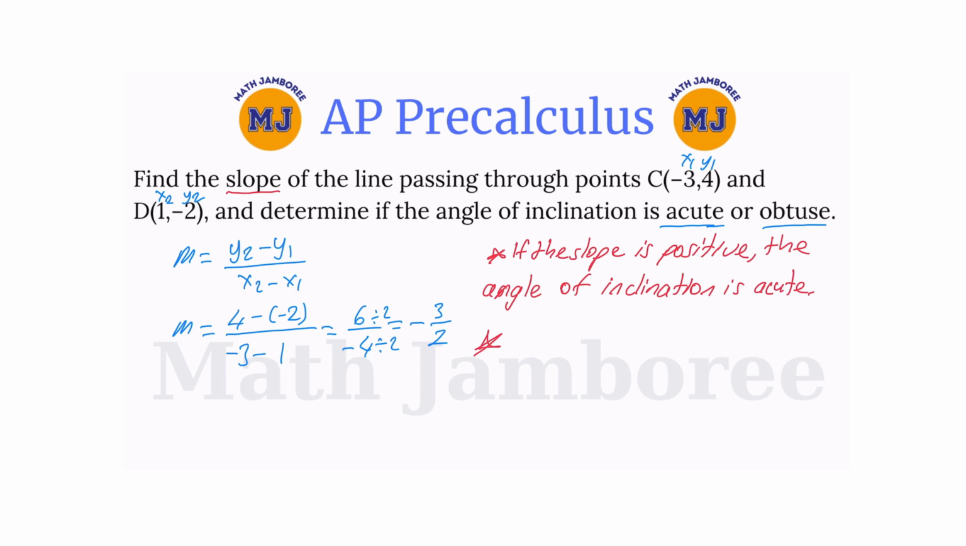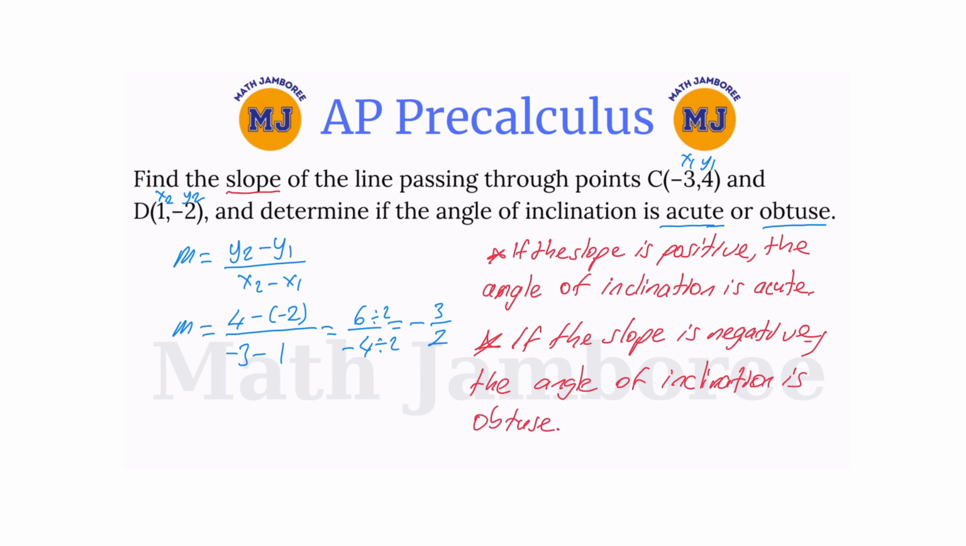Another thing is, if the slope m is negative, the angle of inclination is obtuse.